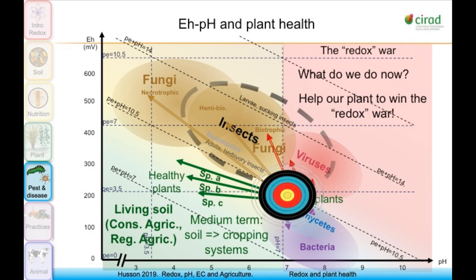So what do we do now? We have the target, and we help our plant to win the redox war, because it's really a war for the redox. So this goes through regenerative agriculture, conservation agriculture, living soil, call it whatever you want. But this is medium term.